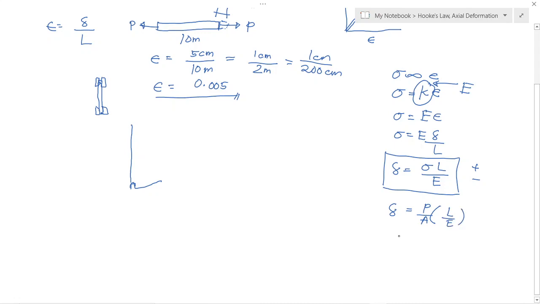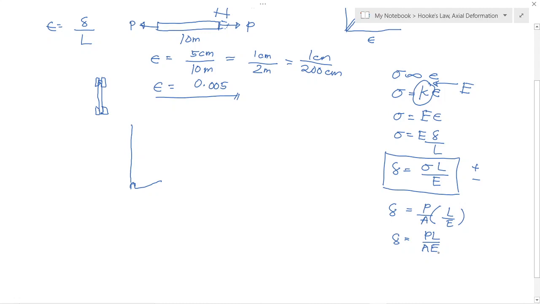So, ibig sabihin, yung total deformation natin can also be expressed as PL over AE. P class is the axial load. When you say axial, it's either compressive or tensile. L is the original length. A is the cross-sectional area of the body. Take note that this area is the area perpendicular to the direction of the applied force. That's why axial na.